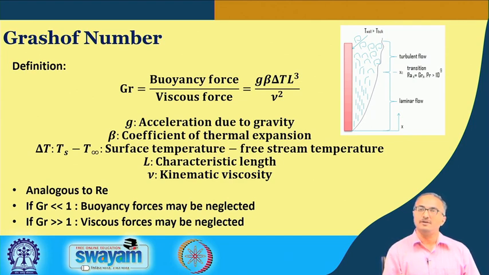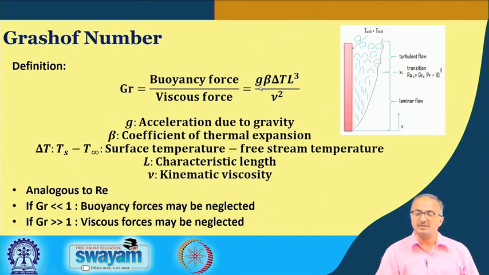So, the bottom liquid becomes less dense and goes to the top, and the more dense liquid at the top, because of its lower temperature, tends to come down. This way, a convective current is set up within the liquid, and this effect of the buoyancy force and the viscous force is taken care of by the Grashof number, which is given by this expression.